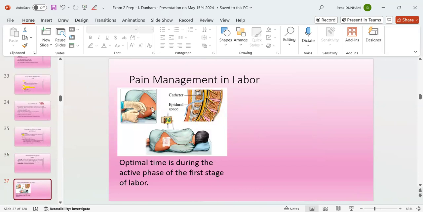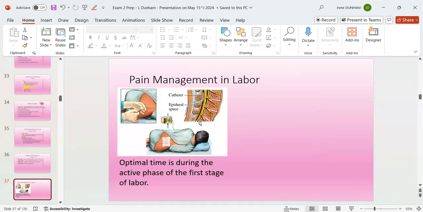What is this called? It's an epidural, right? The optimal time is during the active phase of the first stage of labor, which we just talked about. The main thing is that when this needle goes in your patient's back, she doesn't move. If she moves, she can cause herself a terrible headache from leakage of cerebrospinal fluid. That would cause a terrible, terrible headache.